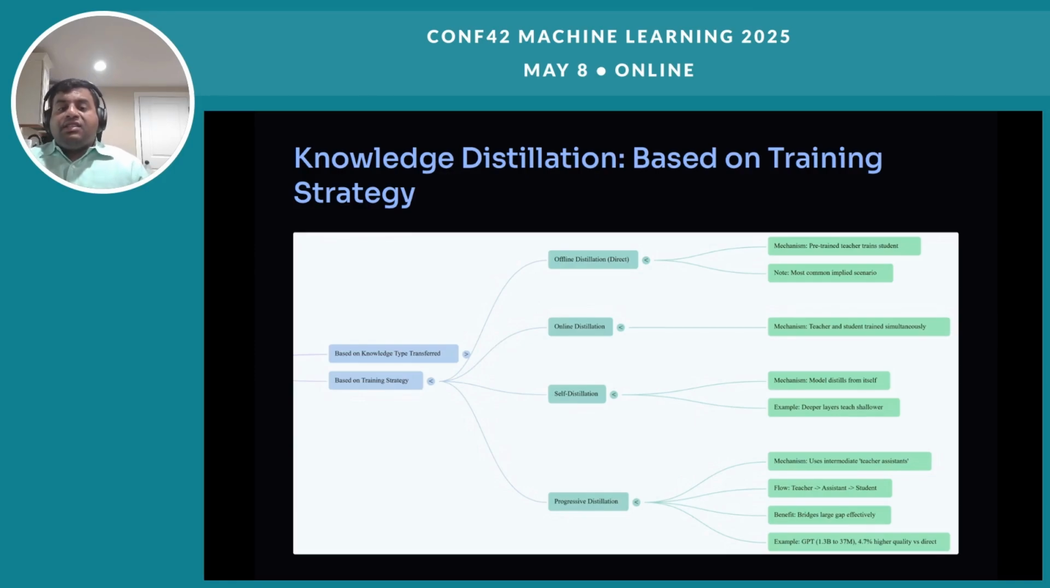We can also categorize distillation by how the training happens. This is the standard approach. First, train the teacher model completely, and then we use the frozen pre-trained teacher model to train the student.